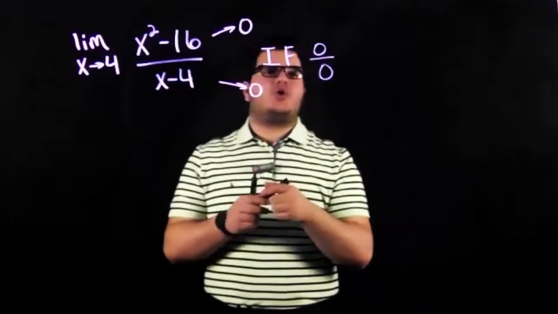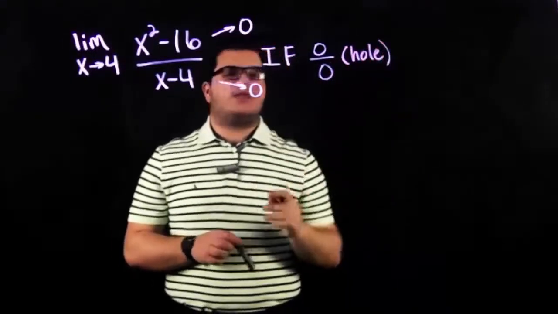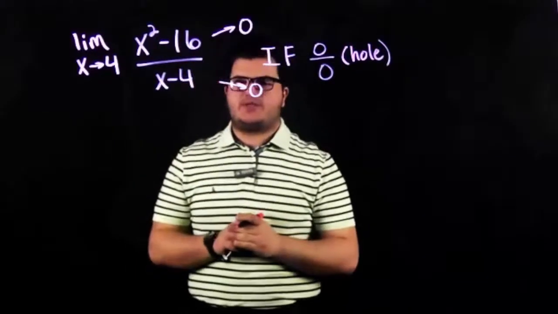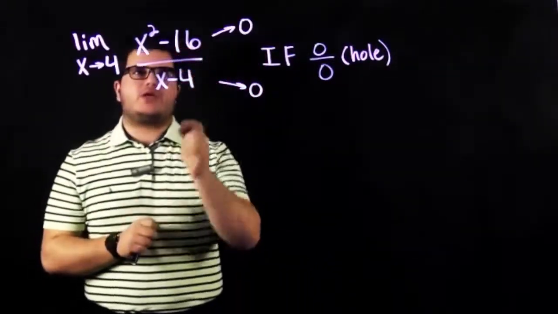So recall this is a hole. We call this a hole. And in past sections, we've done the algebraic technique on this, where we want to remove the hole, so we do a factor cancel method.